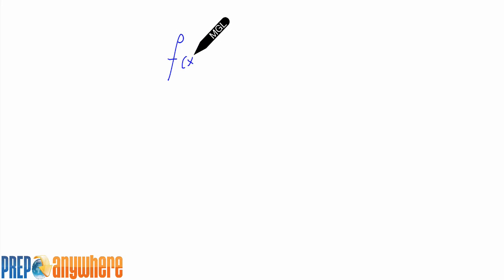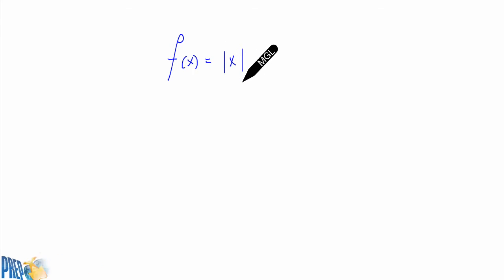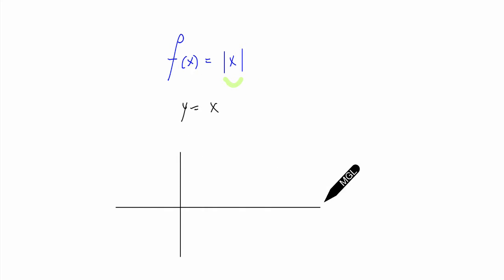Okay, so now let's talk about the absolute value function. f of x is a function of the absolute value of x. Note that if you remove these absolute value symbols here, we just get the simple function y equals x. We know what that looks like. It's a line that goes 45 degrees up.